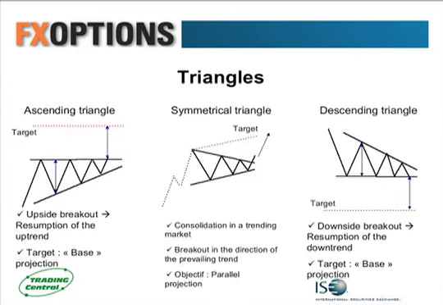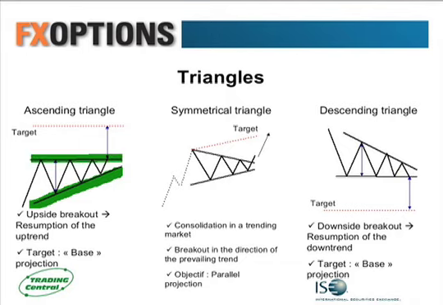Another pattern on prices you can see in technical analysis is triangles. We have three kinds of triangles. So we have the ascending triangle. The lower boundary of the ascending triangle is rising while the upper boundary is flat. So the lower boundary is there, the upper boundary is there, okay.